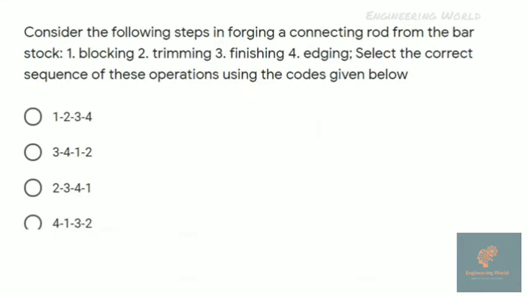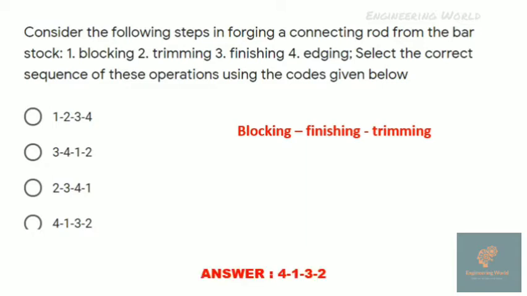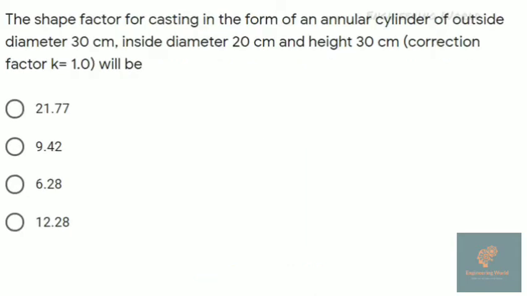Then the next question is, consider the following steps in forging a connecting rod from the bar stock. First blocking, second trimming, third finishing, fourth edging. Select the correct sequence of these operations using codes given below. Remember, for these types of questions, blocking, finishing, trimming are always last operations. Trimming is the last. So correct answer is 4132: edging, blocking, finishing, trimming.